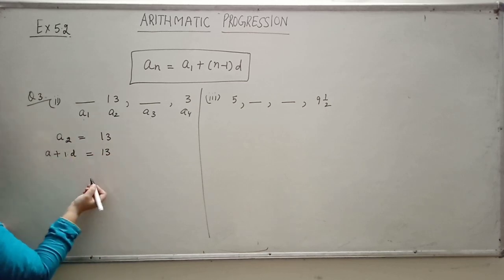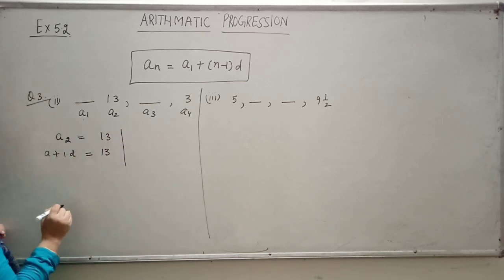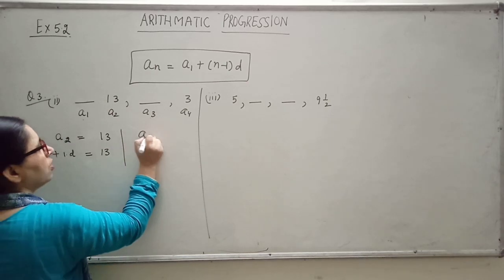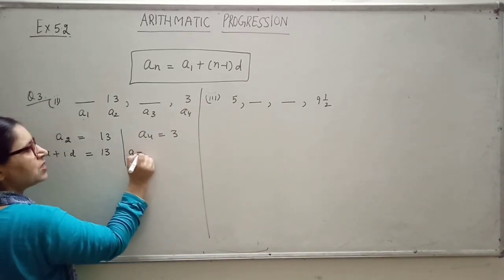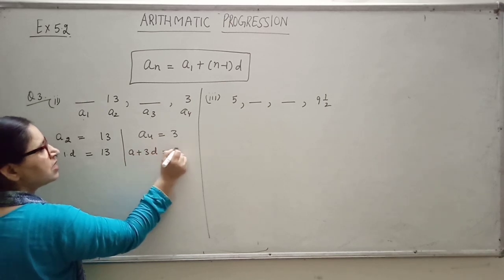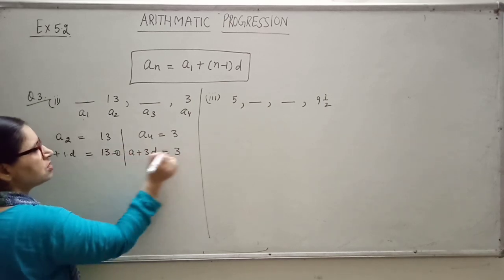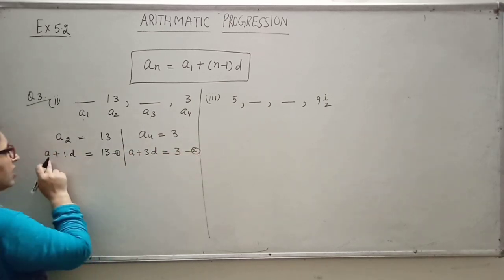In place of a1 we can write a. I had told you last time also. What is a4? a4 is given as 3. What is the formula for a4? a plus 3d. a plus 3d is 3. So this is the first equation. This is the second equation, in two variables.